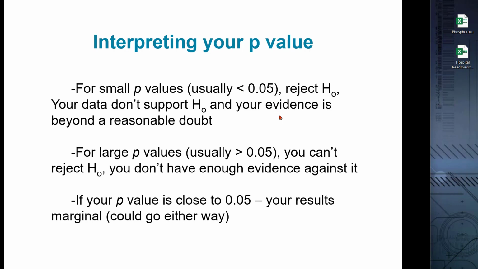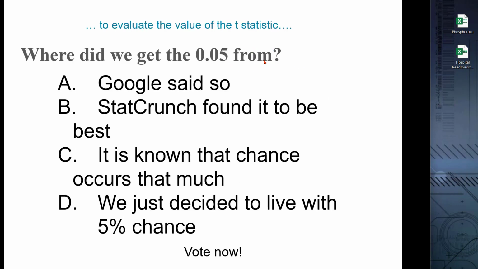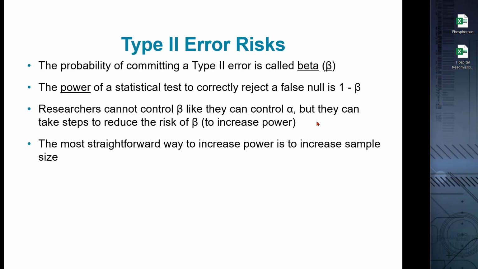Where did we get the 5% from? The use of a 5% significance level is a convention that has been followed by statisticians for decades. 0.05 is the working convention. The probability of committing a type 2 error, a false negative, is denoted by beta, and depends on factors such as sample size, effect size, and the chosen significance level.